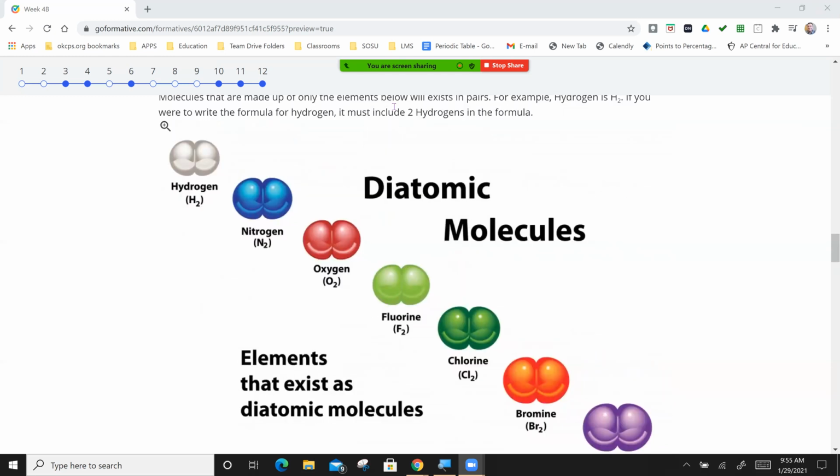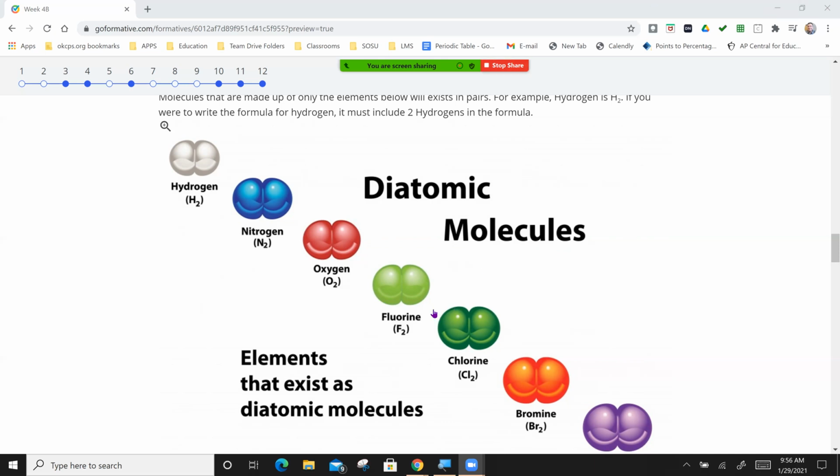When you see a hydrogen listed or a nitrogen listed all by itself, then you know that you are going to give the formula with a 2. So for instance, if I say I have hydrogen, I'm going to put H2. If I say I have hydrogen chloride, that doesn't apply because that's another compound. But if I say I have hydrogen by itself, that is H2. And if I say nitrogen by itself, that's N2, or oxygen, that's O2.